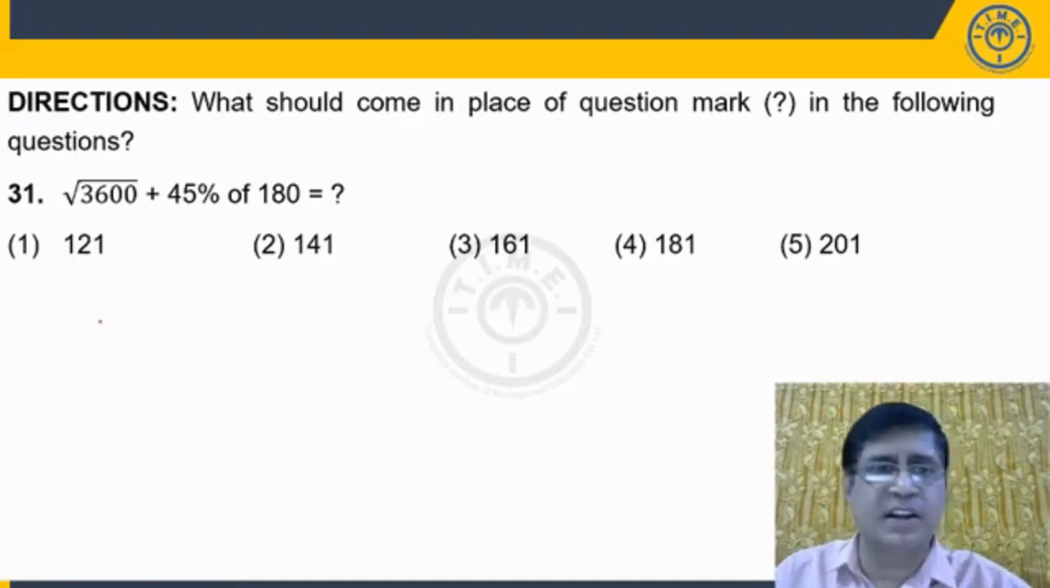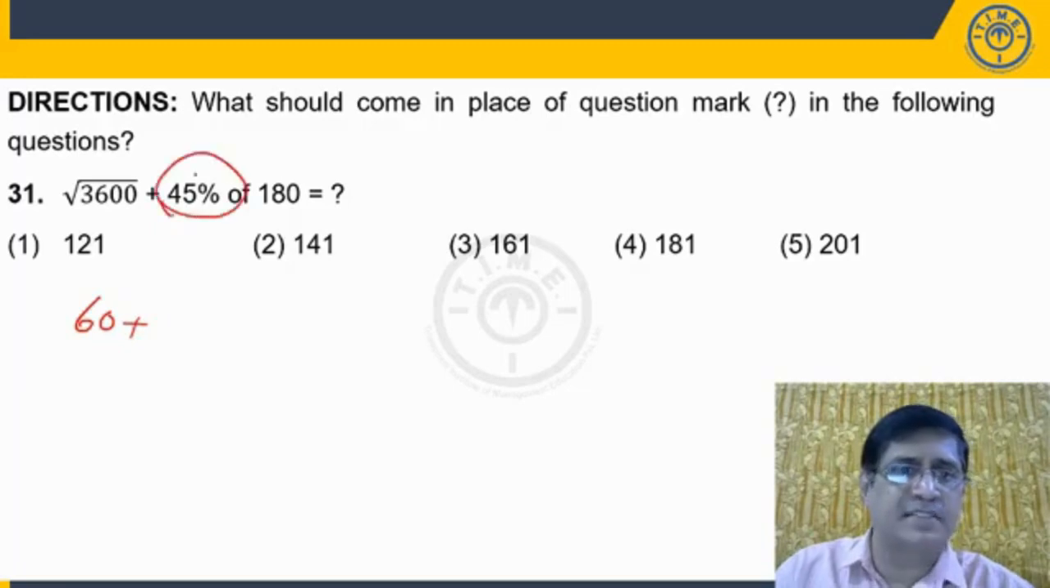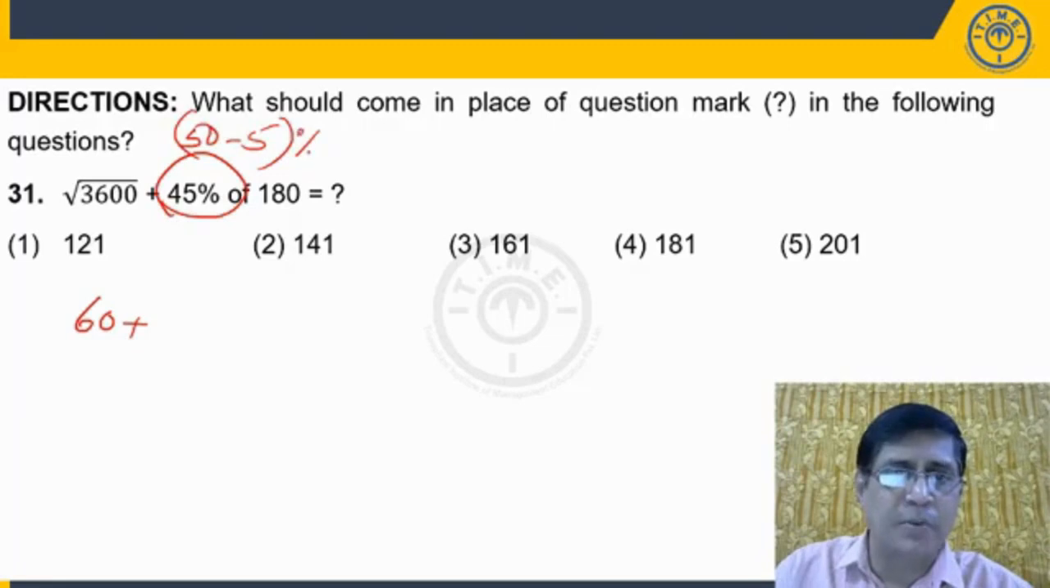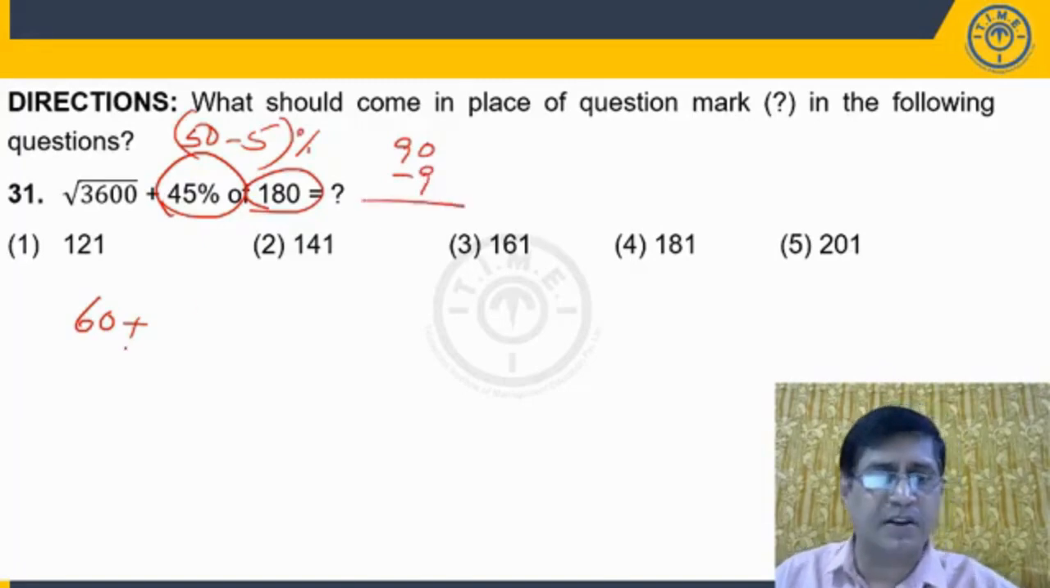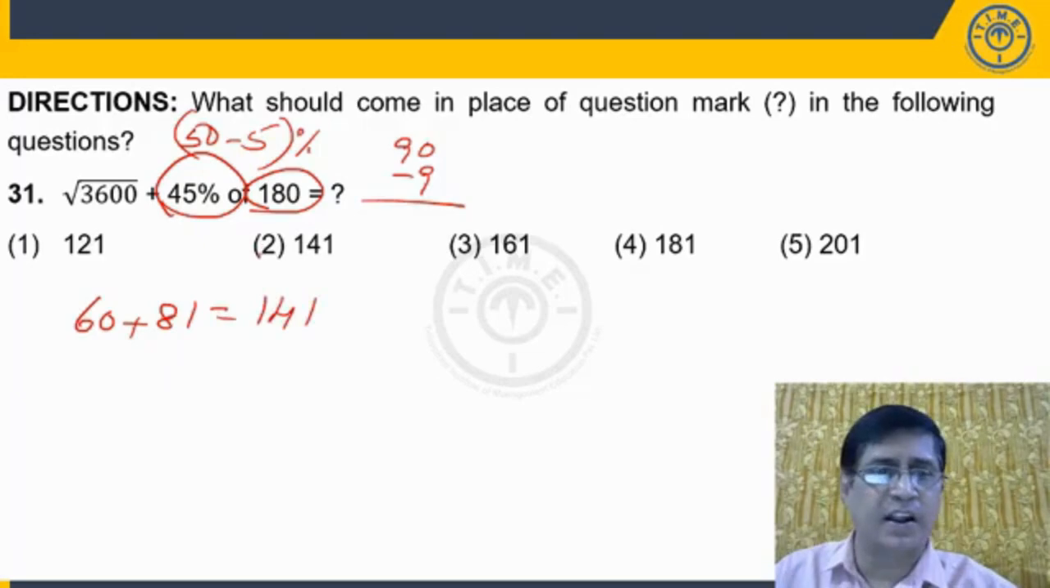Square root of 3600, that is 60, and 45% means 50% minus 5%. How much is 50% of this? That is 90. 5% is 9. When you subtract 9 from 90, the result is 81. The sum of these two is the answer, that is 141. Right choice, option number 2. The second choice is the correct answer.